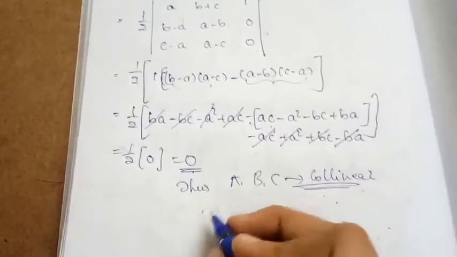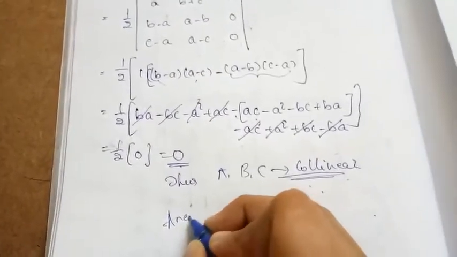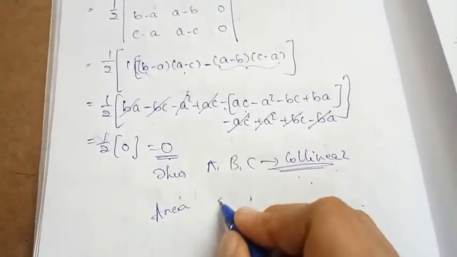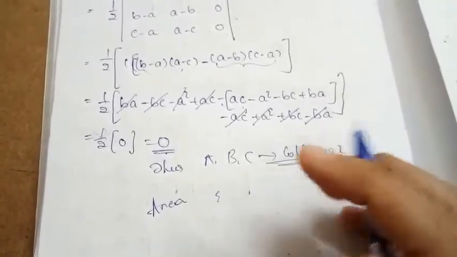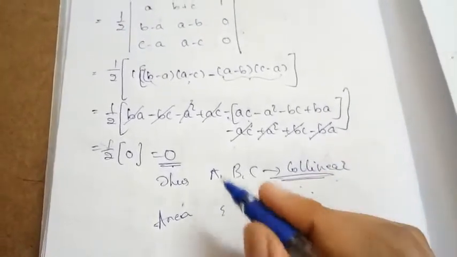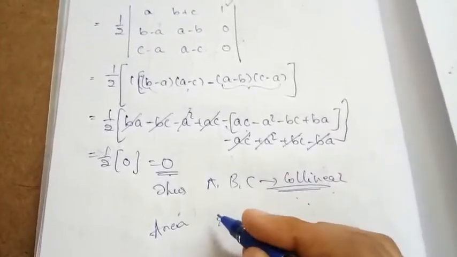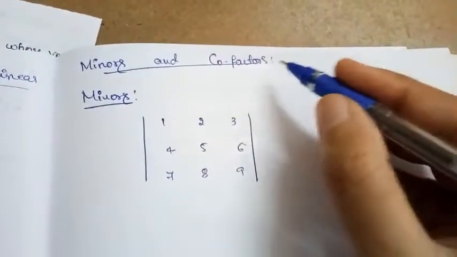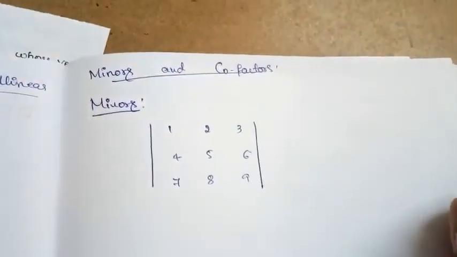So these are the concepts regarding the area of triangle, and there are a few questions in the exercise part of this area of triangle. Try to solve it by yourself. If you didn't get any points, you can ask. So the next concept is minors and cofactors.